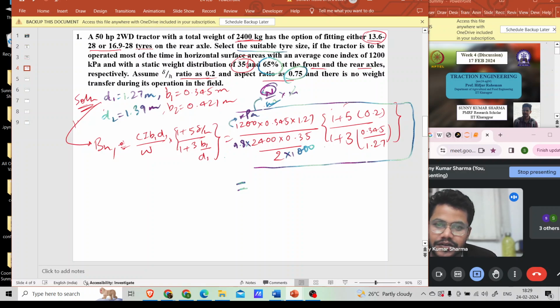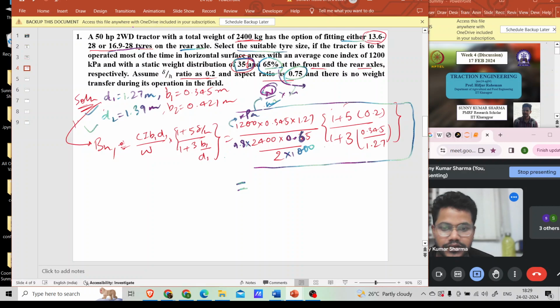The question is asking about these two tires, and we thought both are rear axle tires only. 35% of the weight is coming on the front axle and 65% on the rear axle. So for these two tires, it will be 65% only. Are you getting what I am saying? Yes, both are rear tires.